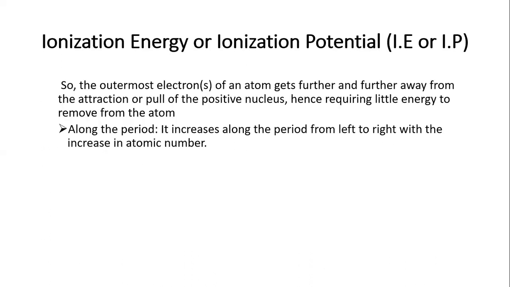The outermost electron of an atom gets further and further away from the attraction or pull of the positive nucleus, hence requiring just a little amount of energy to remove from the atom. Now, along the period, it increases from left to right with the increase in the atomic number. So there you have it. That's simply all about the ionization energy or the ionization potential.